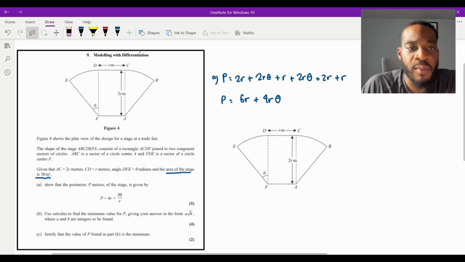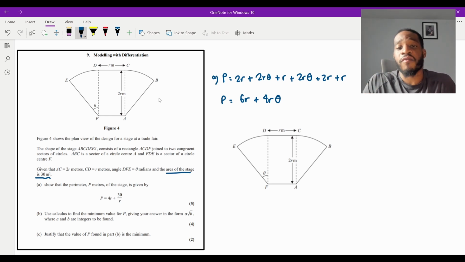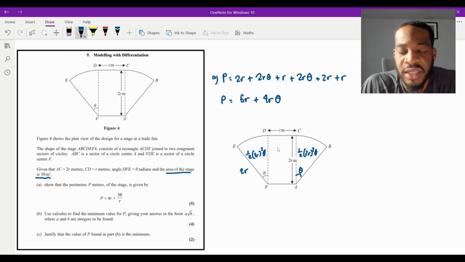What would that be? Remember your formulas for sectors. The area of a sector is half r squared theta. Now remember the radius is 2r. So the area of this sector is going to be a half, then the radius squared, which in this case is 2r, so 2r squared, and then theta. This is going to be the same because they're congruent. Let me put the theta angle there as well. It's a half, then 2r all squared, and then theta. And this is a rectangle, r by 2r, so this is going to be 2r squared.